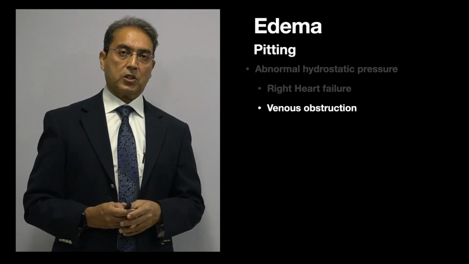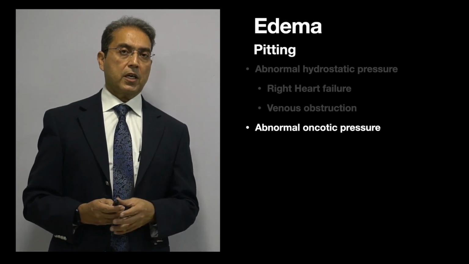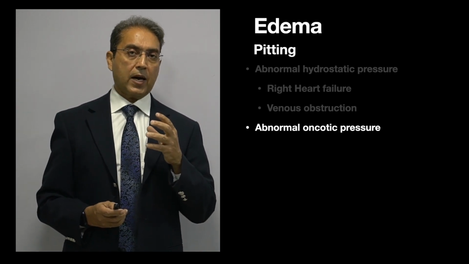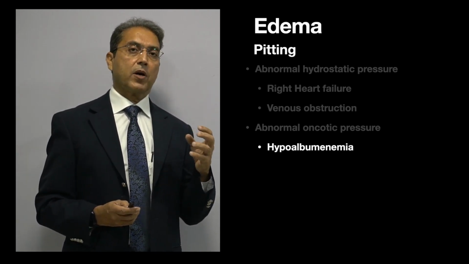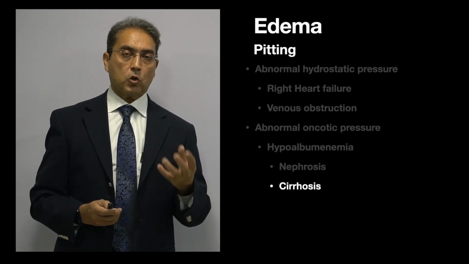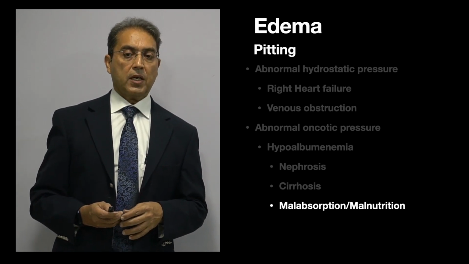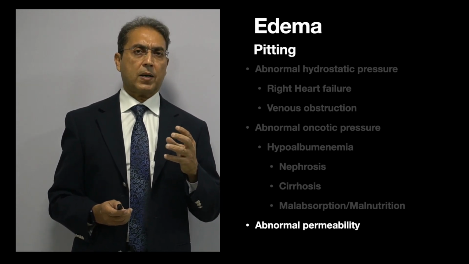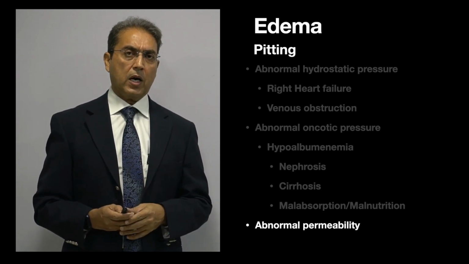You see, venous obstruction can present with pitting edema, and then there are conditions where the plasma oncotic pressure is abnormal, which may be seen in patients who have hypoalbuminemia. The albumin content of the blood is low. That may be seen in renal diseases, in cirrhosis of the liver, in malabsorption or in malnutrition. And then we have abnormal permeability. Abnormal permeability is generally seen in patients who have septic shock, but that does not produce much edema.